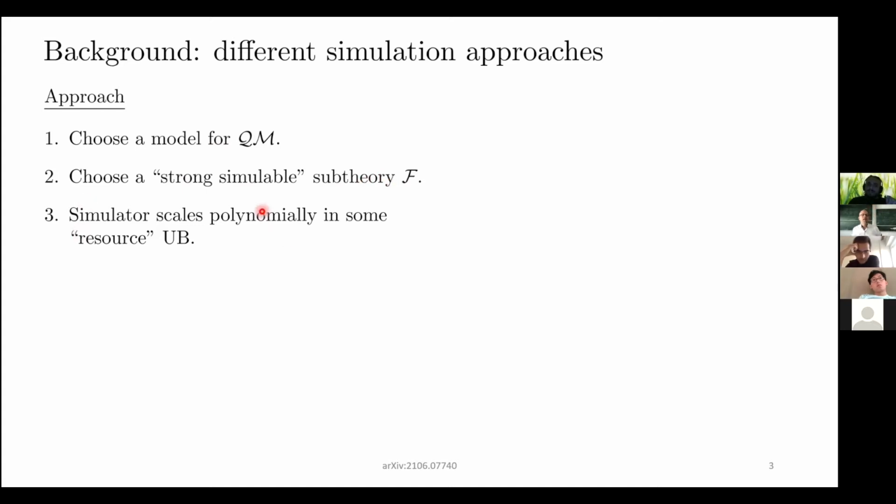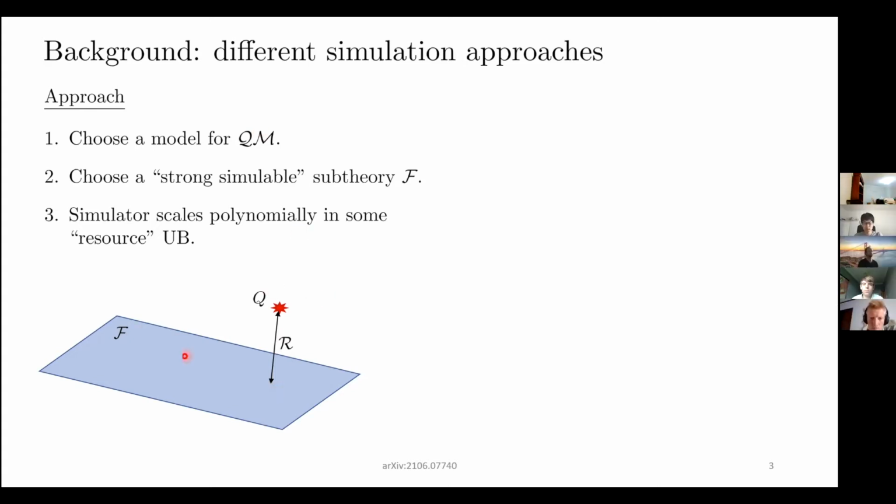And then we might see some kind of resource appear that quantifies how far the thing we're trying to simulate is from this free subtheory that's easy to simulate classically. And in general, the classical simulation runtime will scale in this resource, which we would expect to be exponentially large for difficult circuits that sit outside of this classically simulable space. So this is just a cartoon, but maybe it gives you a bit of an idea of how things work.